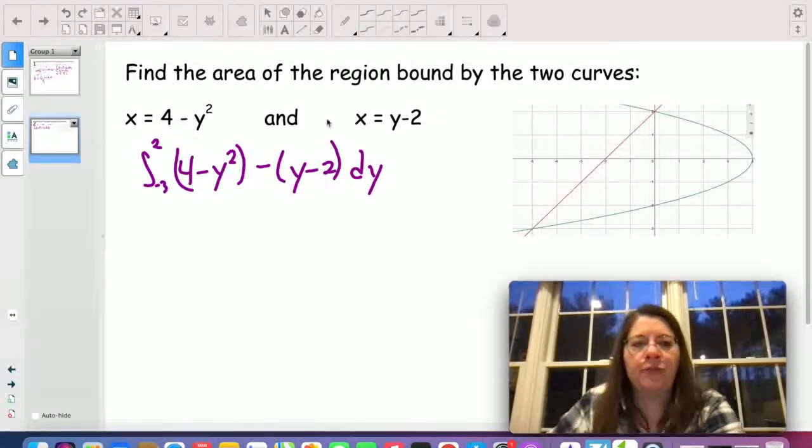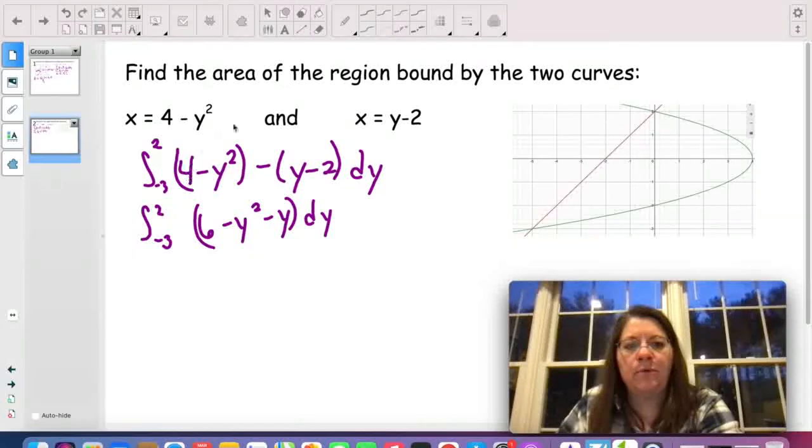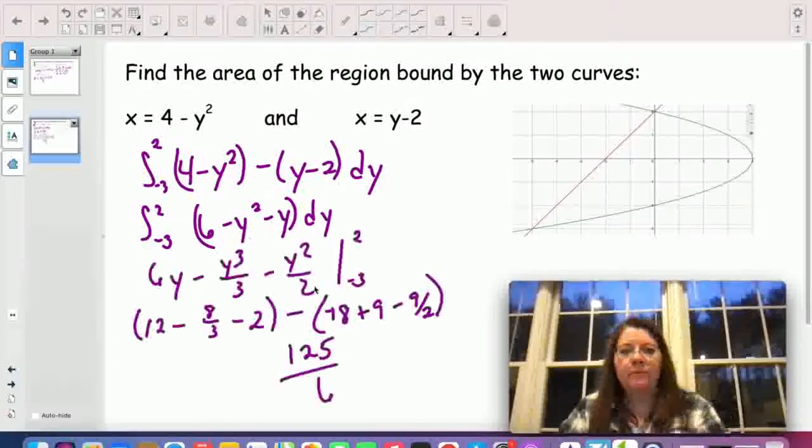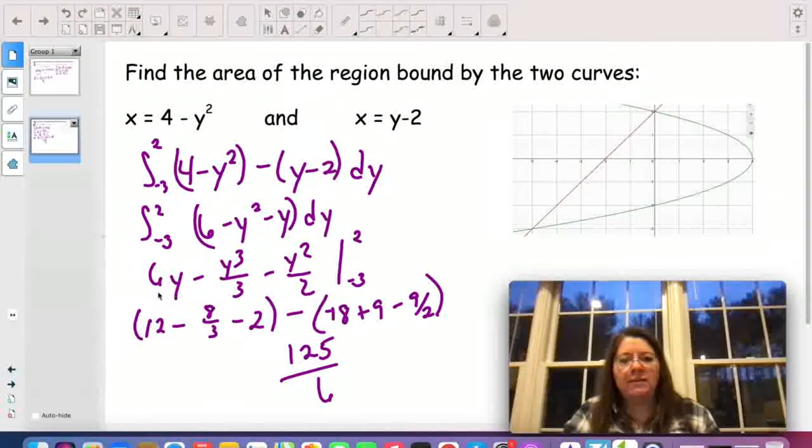I'm going to combine them first. When I subtract the two functions, I end up with 4 minus -2 is 6, minus y squared minus y, and then I integrate. Okay, so for the integration, I get 6y minus y cubed over 3 minus y squared over 2, going from -3 to 2. Then I plug in the 2. That gives me 12 minus 8/3 minus 2. Then I plug in the -3. That gives me -18 minus -9, because that's -27 over 3, which is +9, plus 9. And then -3 squared is 9 over 2, so that'll be a minus 9/2. And then I just plug that in my calculator to get 125 over 6.